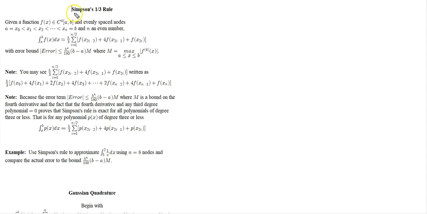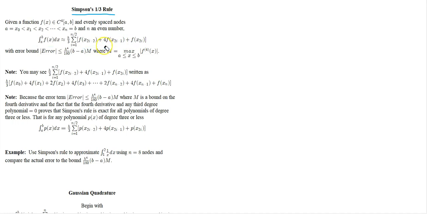Hi everybody. In this video we're going to take a look at an example involving Simpson's 1/3 rule. So if you recall, this is Simpson's 1/3 rule right here. So what we're doing is we're approximating the integral from a to b, f of x dx, with this sum of linear combinations of the function evaluated at certain nodal values.